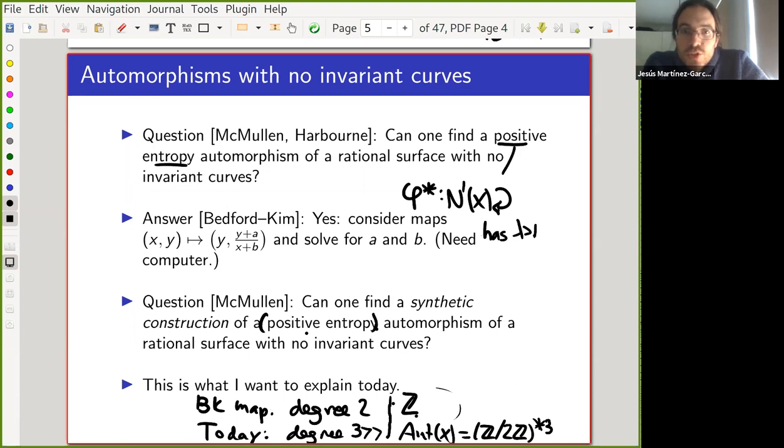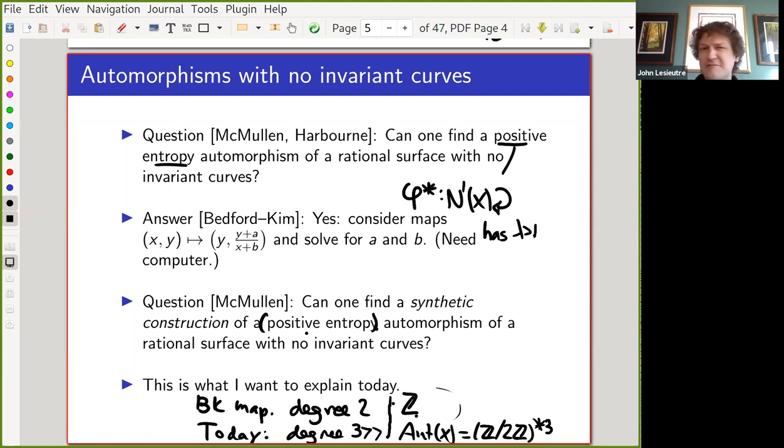About the Bedford-Kim construction, you say you can do it using a computer, but as I understand, this depends on the number of points you choose. Yeah, that's right. They have an explicit example where you blow up 11 points. So the construction works for some points, but not for any choice of points. I think for any number of points r, you can probably use their computer program to find a construction that works for that number of points.